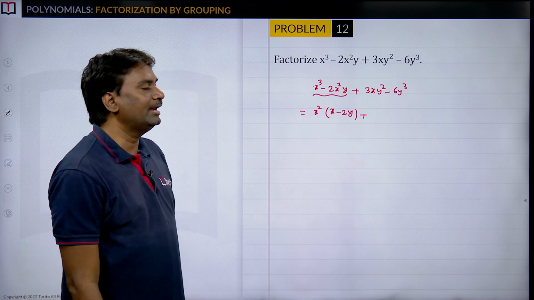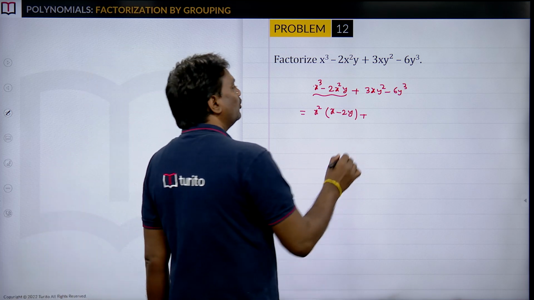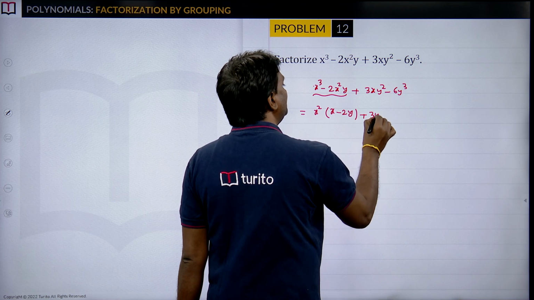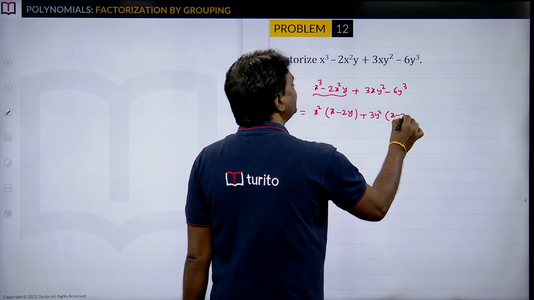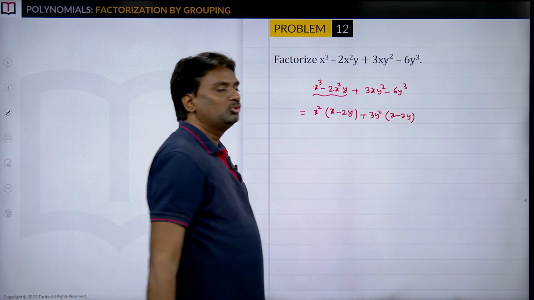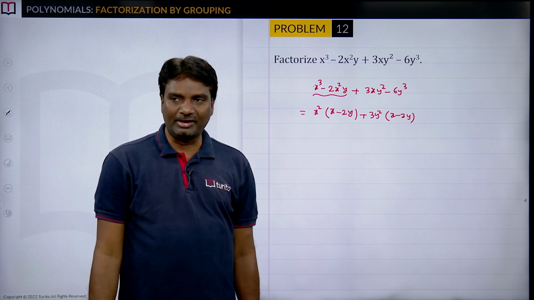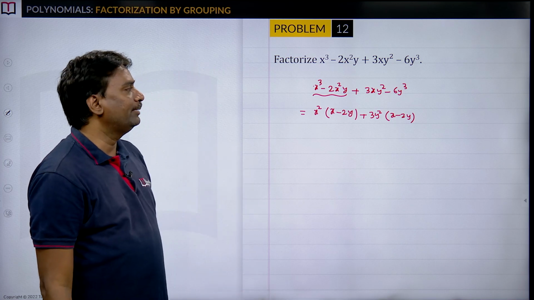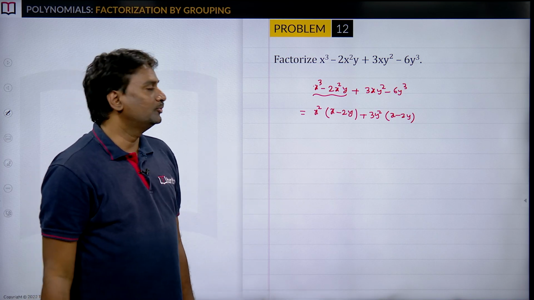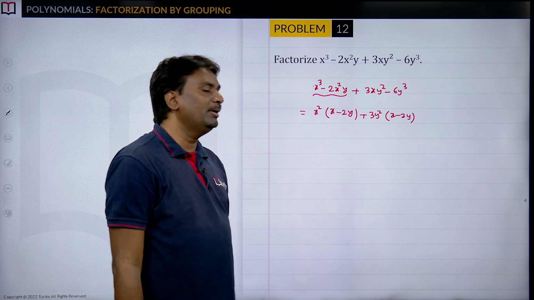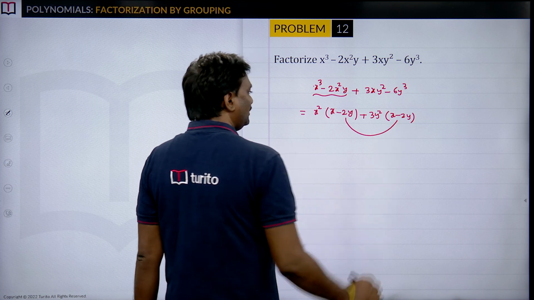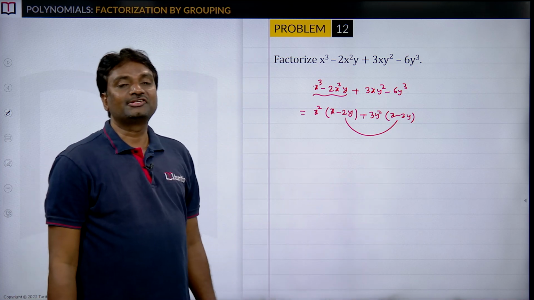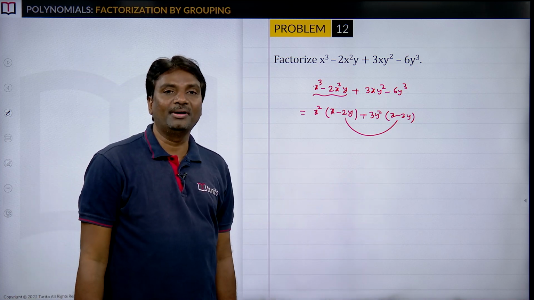From xy square and y cube, y square can be taken as common. So, by taking 3 into y square as common, here we have x, here we have minus 2y. Y cube can be written as y square into y. So, since we have taken y square as common, we can write x minus 2y. So, again by observing these two terms, clearly x minus 2y is a common factor.